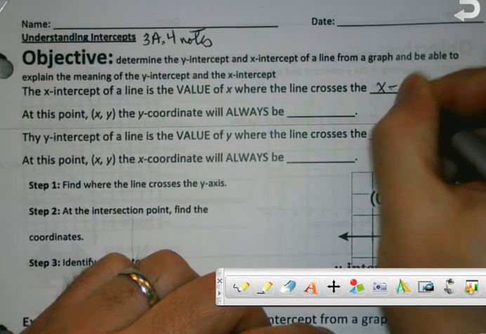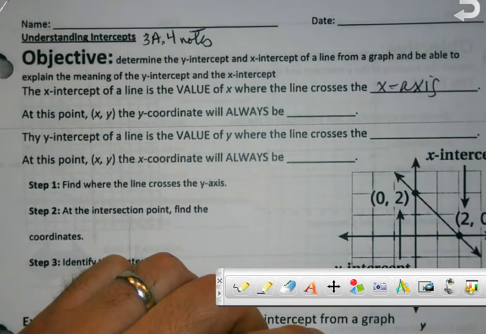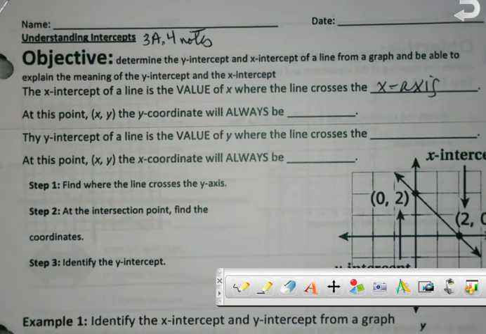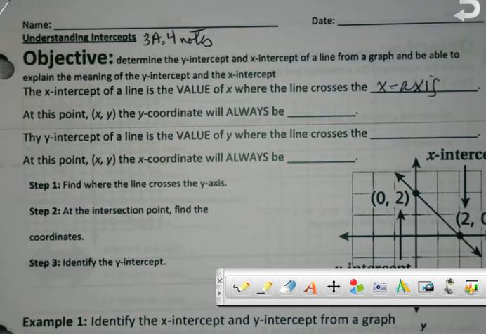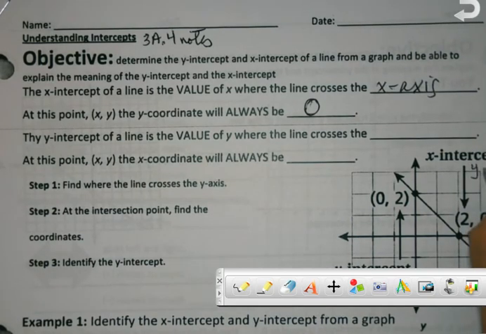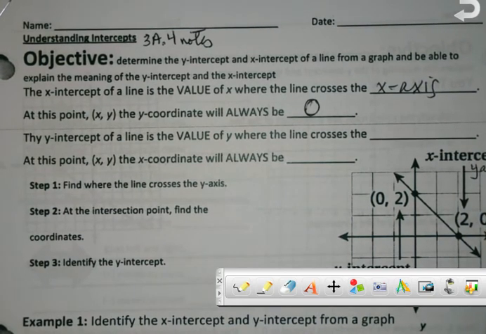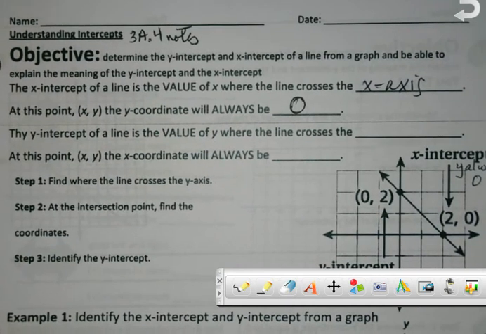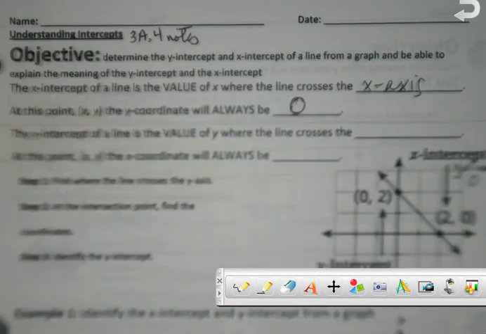The x-axis. Okay? At that point, wherever it crosses the x-axis, like it does here, the y value is always going to be 0. So again, on x-intercepts, the y is always going to be 0. Let me put this out just a little.